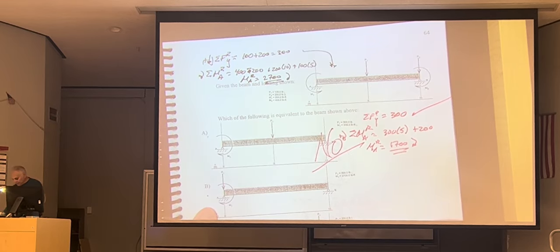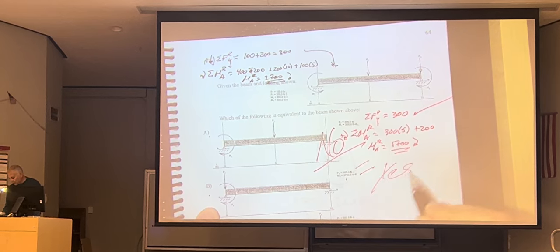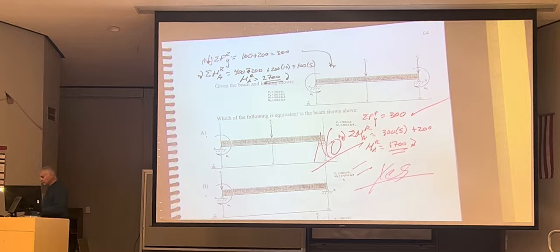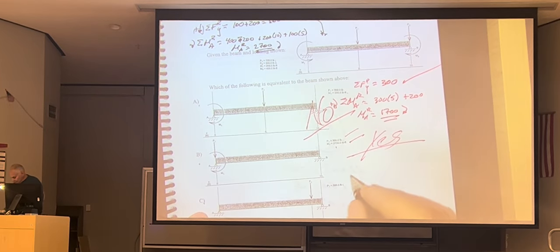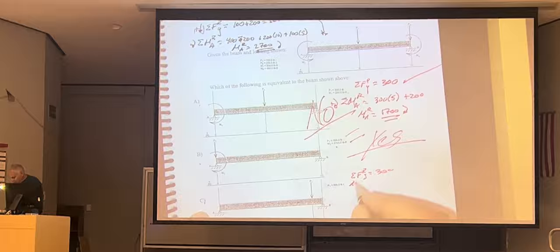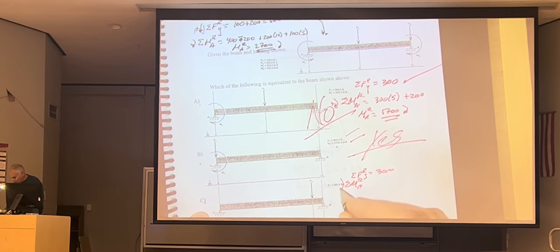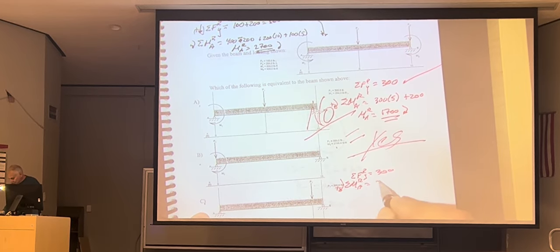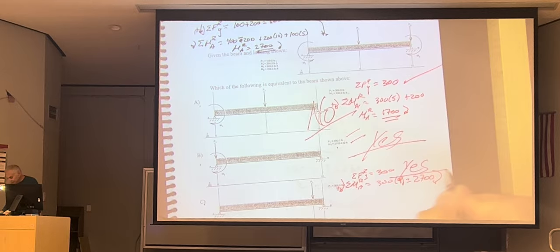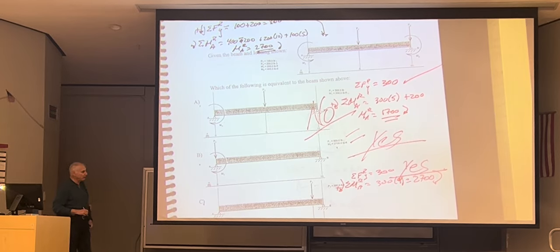Okay, what about B? I got P1 300, M1 2700. I don't even have to calculate. Yeah, it is. What about this one, C? Sum of forces Y is equal to 300. What's my moment A resultant? Sum of moments, clockwise positive. That's going to be 300 times 9, which is 2700 clockwise. Yes, that is absolutely equivalent. Next one.